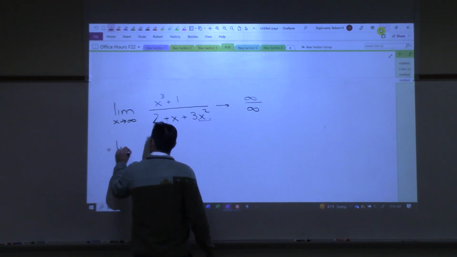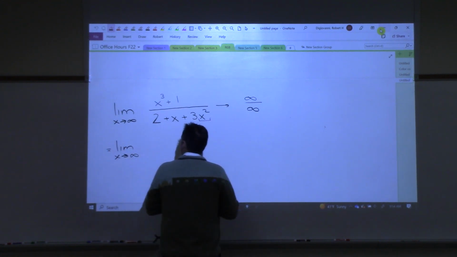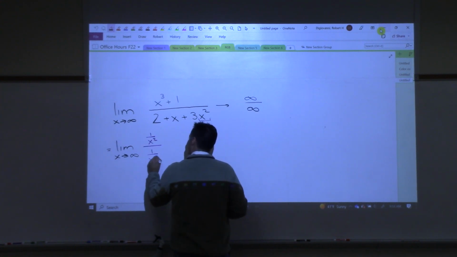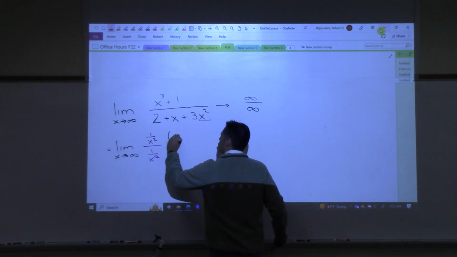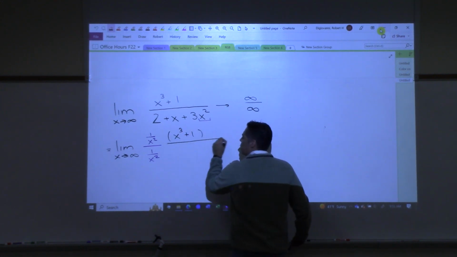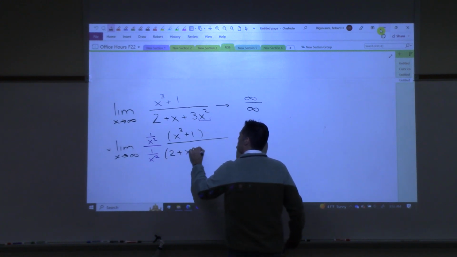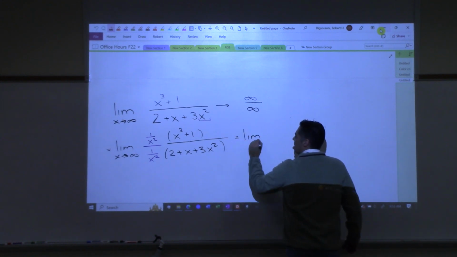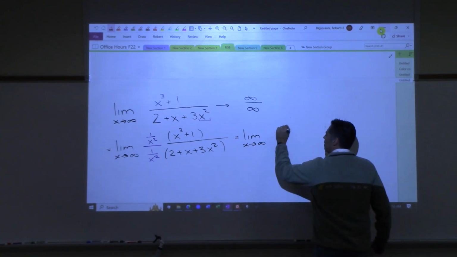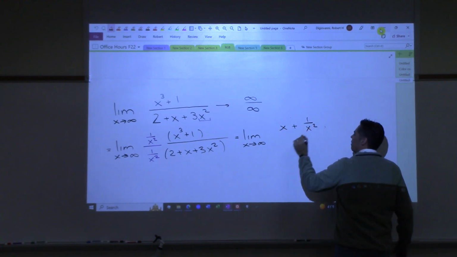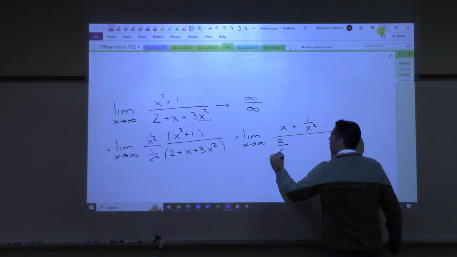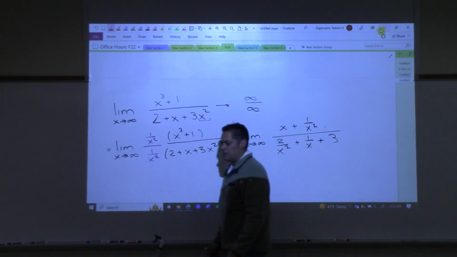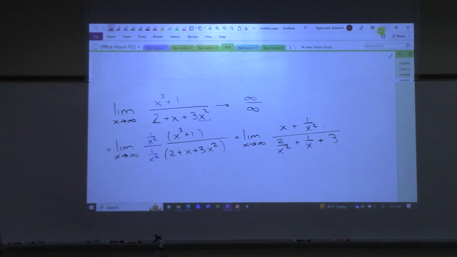So limit as x goes to infinity. Here I come with the 1 over x squared over 1 over x squared. I distribute that through to x cubed plus 1, and then over here, 2 plus x plus 3x squared. Distribute through. I'm just going to write them down because of time. x plus 1 over x squared over 2 over x squared plus 1 over x plus 3. So that, does everyone agree with that? Look at it. Everyone see that?